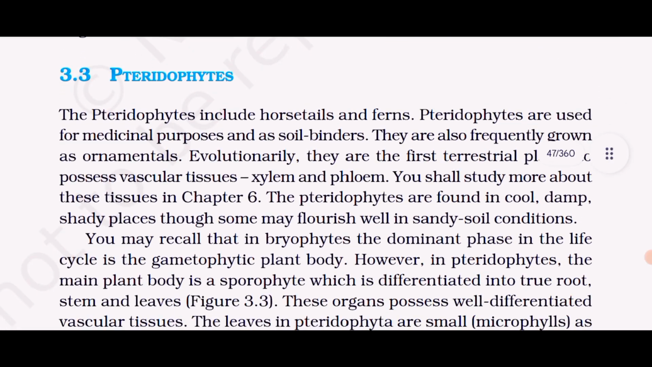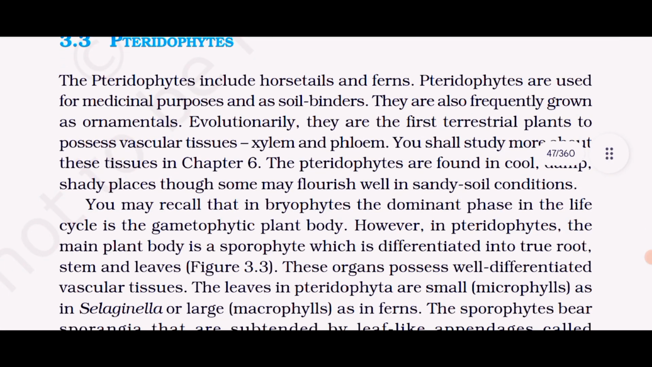3.3 Pteridophytes. The pteridophytes include horsetails and ferns. Pteridophytes are used for medicinal purposes and as soil binders. They are also frequently grown as ornamentals. Evolutionarily, they are the first terrestrial plants to possess vascular tissues, xylem and phloem. You shall study more about these tissues in chapter 6.